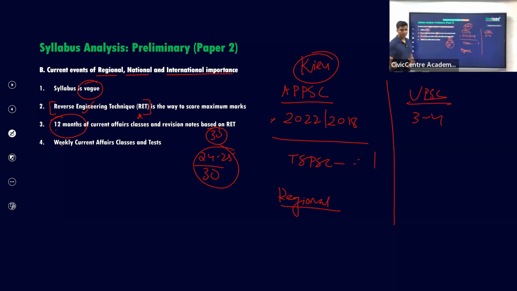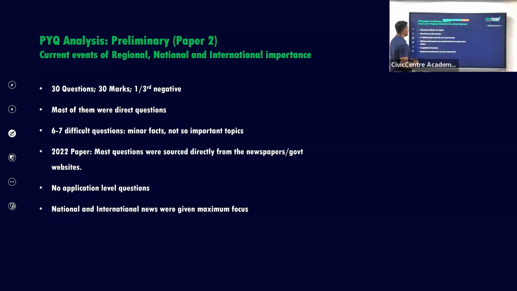Towards the end of the week, apart from the static classes. Going for the analysis again, 30 questions, 30 marks, 1/3 negative. Here, most of them were direct questions. This report was released by Kiwis located on the banks of. There were no application level questions. You don't have to learn a concept and then apply it. You don't have to learn, then apply.